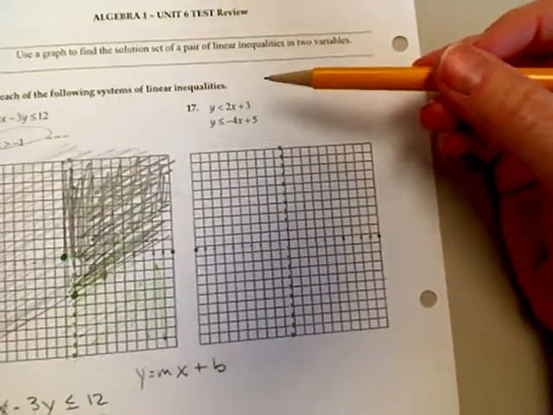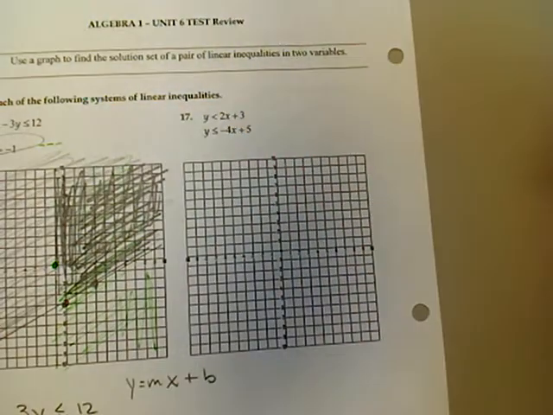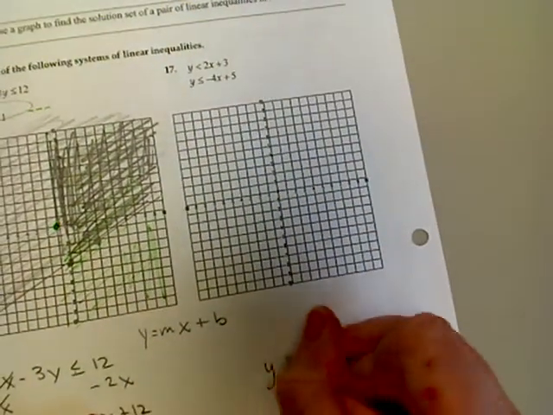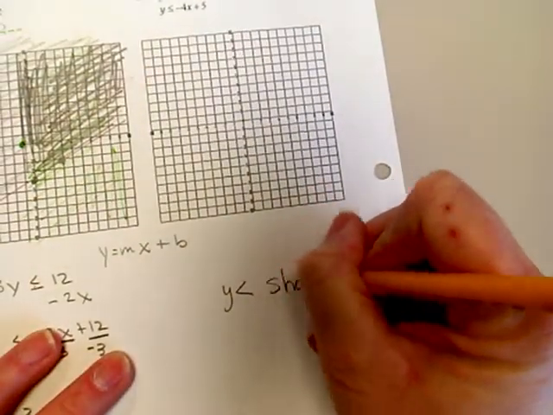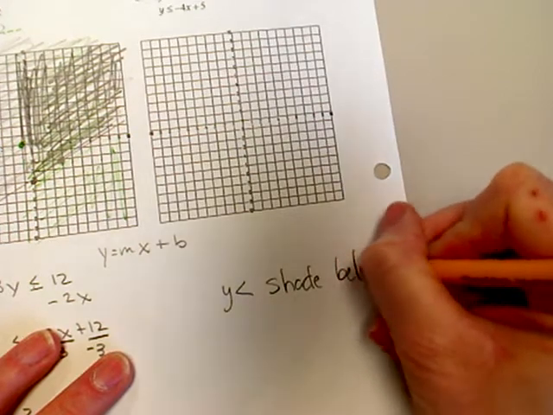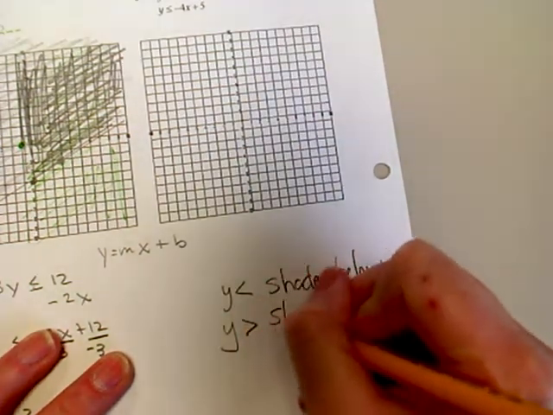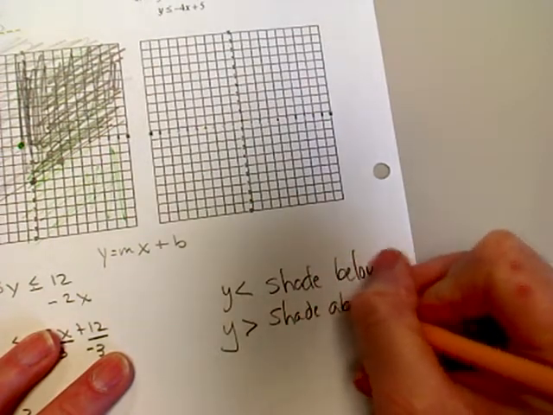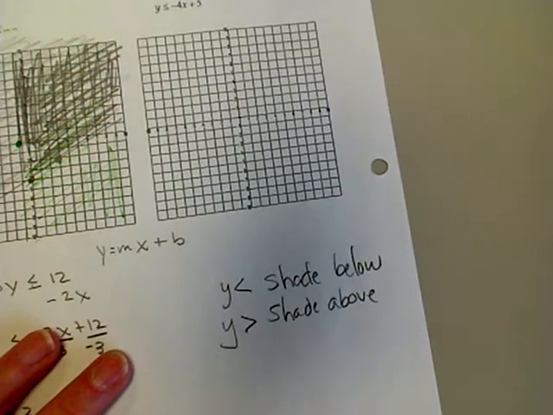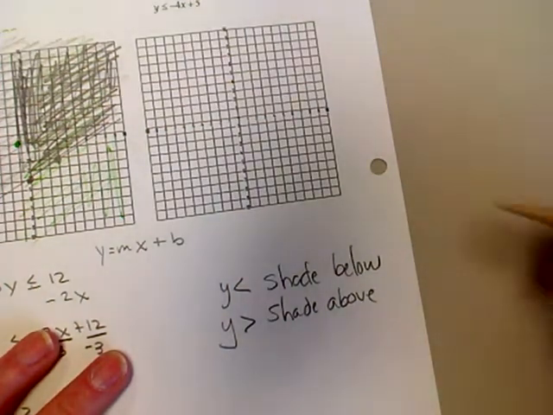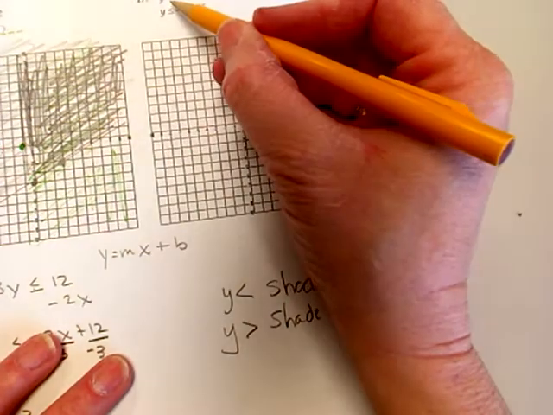So on this one, I can tell you right now, we're going to shade below both of these. Keep in mind, if y is less than, shade below. If y is greater than, you're going to shade above. And I will get all of these notes and everything posted so you have it, and I'll post this video as well.